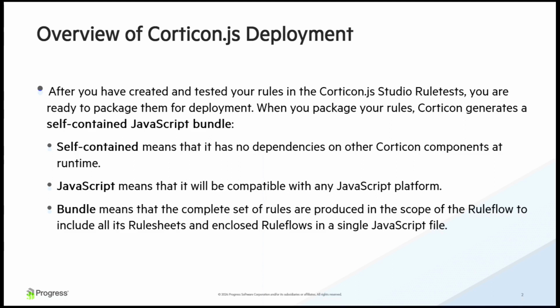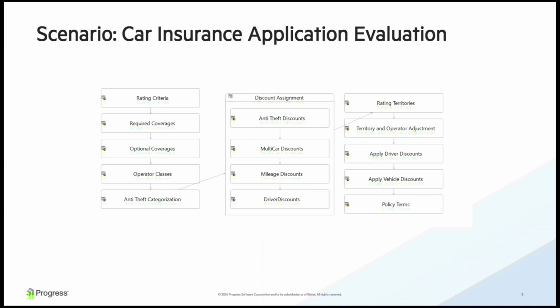Effectively, it'll be one file with the JS extension encapsulating all of the different pieces of business logic that we define in our rules. So here's my rule flow that has yet to be generated into the decision service. If you're unfamiliar with Corticon, this is the screen within which we ultimately will generate our decision service from the different aspects of the logic defined herein.